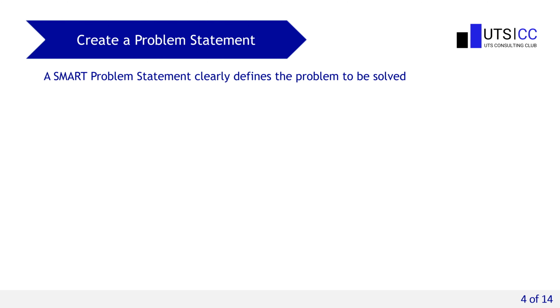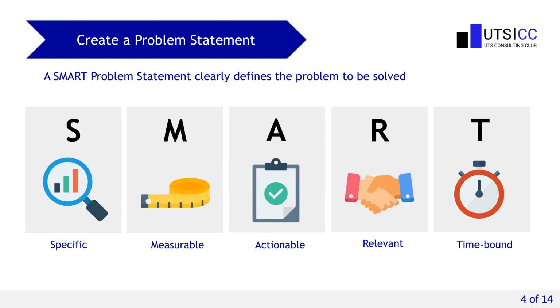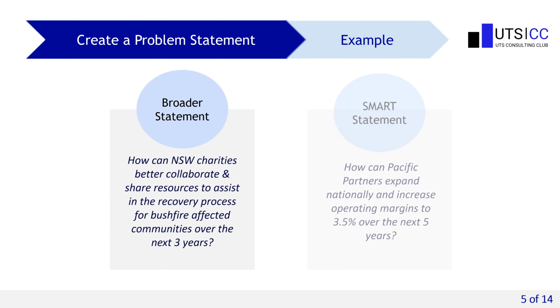When creating your problem statement, try to make it SMART, meaning your problem statement is specific, measurable, actionable, relevant, and time-bound. Here we have provided 2 examples of problem statements. The broader statement on the left is a statement that was created from a wide scope deliverable. How can New South Wales charities better collaborate and share resources to assist in the recovery process for bushfire-affected communities over the next 3 years? Depending on the case and the amount of detail they give you, try to make your problem statement SMART, such as, how can Pacific Partners expand nationally and increase operating margins to 3.5% over the next 5 years?